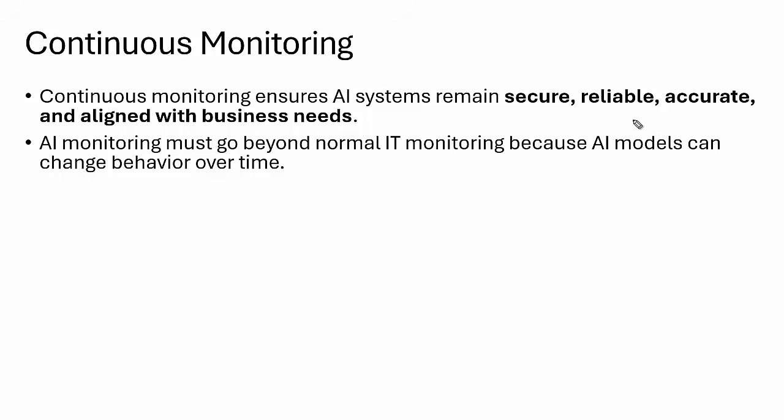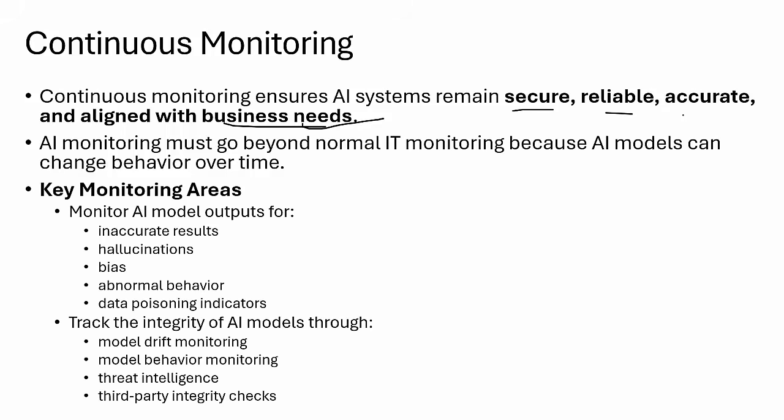Because the ultimate goal of continuous monitoring is to make the AI secure, reliable, accurate, and aligned with the business need. If you get a question in the exam, what is the primary benefit of continuous monitoring? We have to make sure the AI continuously aligns with the business need. So the question is what we need to monitor. We need to monitor the AI output for inaccurate results, hallucination, bias, abnormal behavior, and all that. And we need to track the integrity of the AI model through model drift monitoring, model behavior monitoring, threat intel, and third party integrity checks. So that's something we have to look for. And for that reason, we are using one more monitoring called drift monitoring, because continuous monitoring addresses the drift.